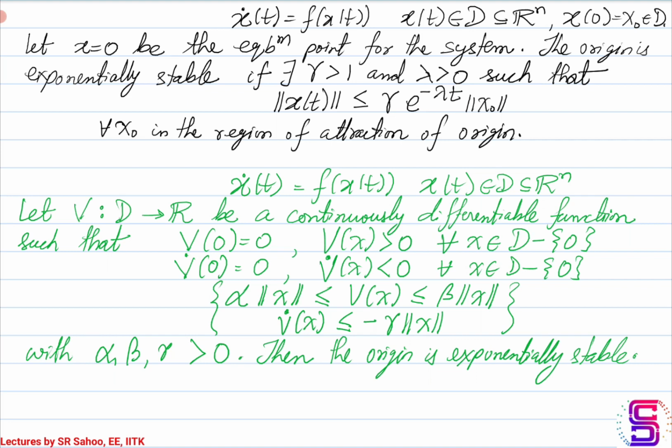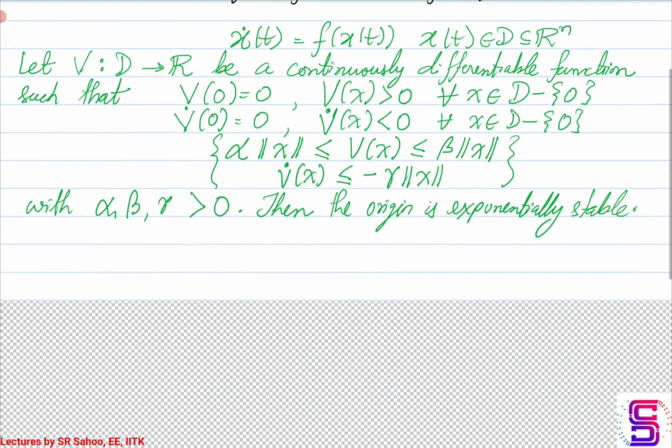So these two conditions themselves actually represent the first two conditions that we have written. So for exponential stability, what you need is that V has to be a positive definite function so that it is upper and lower bounded by some scaled norm of x, and V dot is upper bounded by the negative of a scaled norm of x. If this is true, then the origin will be exponentially stable.